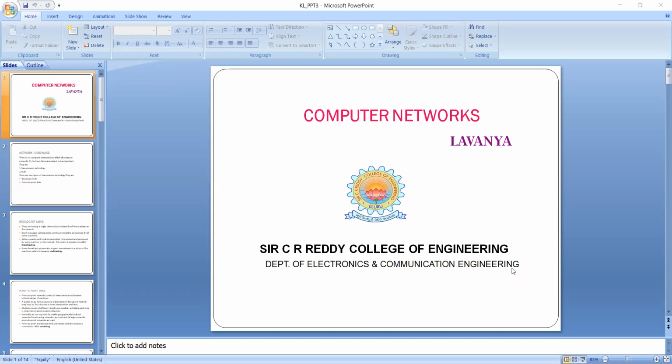In yesterday's class, we discussed what the uses of computer networks are, like business applications, home applications, and mobile users. And at the end of the class, we also discussed the social issues associated with computer networks. In today's class, we will discuss the technical issues involved in the designing of a computer network.